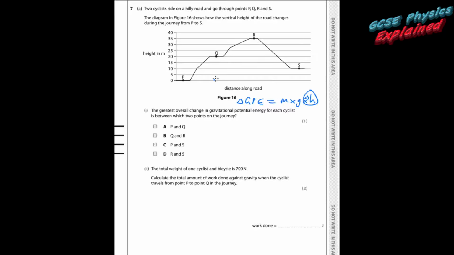Well, between P and Q, it went from nothing to 20, so that's 20. Between Q and R, that goes from 20 to 35, so that's 15. And between R to S, it went from 35 down to 10, so that's 25. So from R to S is the biggest change in height, so there'll be the biggest change in gravitational potential energy. So the answer is D.